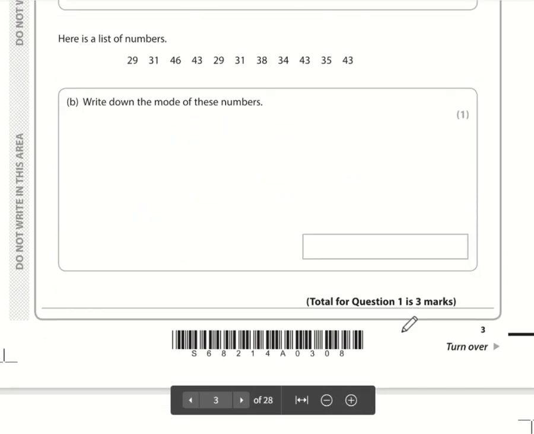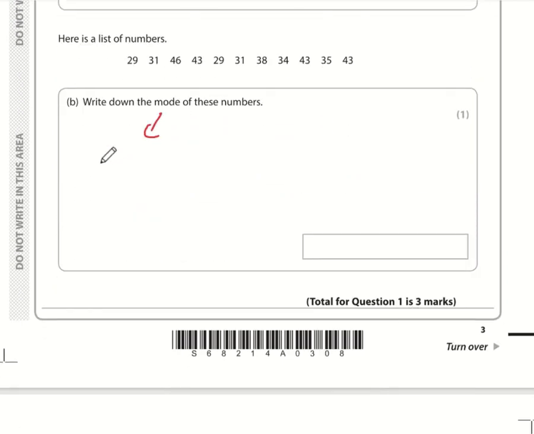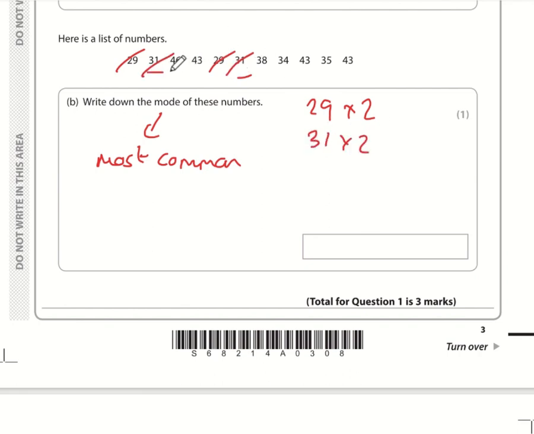Moving on to part B, write down the mode. Well, we just need to remember that the mode is the most common value. So let's take a look. How many times does 29 appear? It appears once, twice. 31 appears twice as well. 46 only appears once, so that can't be the mode. 43 appears 3 times, so 43 is currently in the lead. And the 3 remaining numbers is only one of each, so therefore the mode is 43.